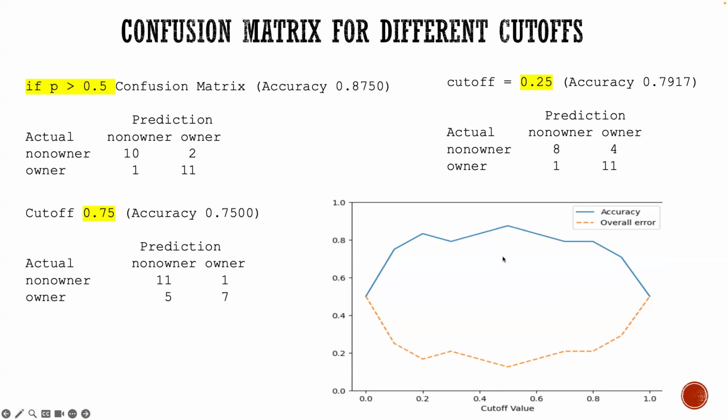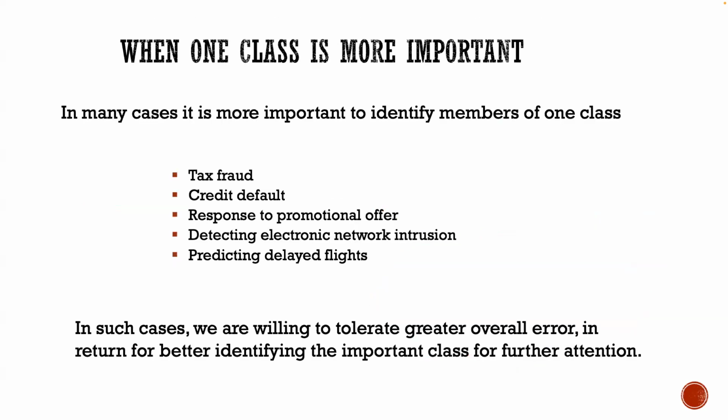And we can see that around 0.5, we typically have the highest accuracy. And as we go away from 50%, the accuracy typically goes down, and the error typically goes up. Right? So this is what normally happens when we are doing classification and looking at confusion matrix for different cutoffs. Typically 50% is what we use.